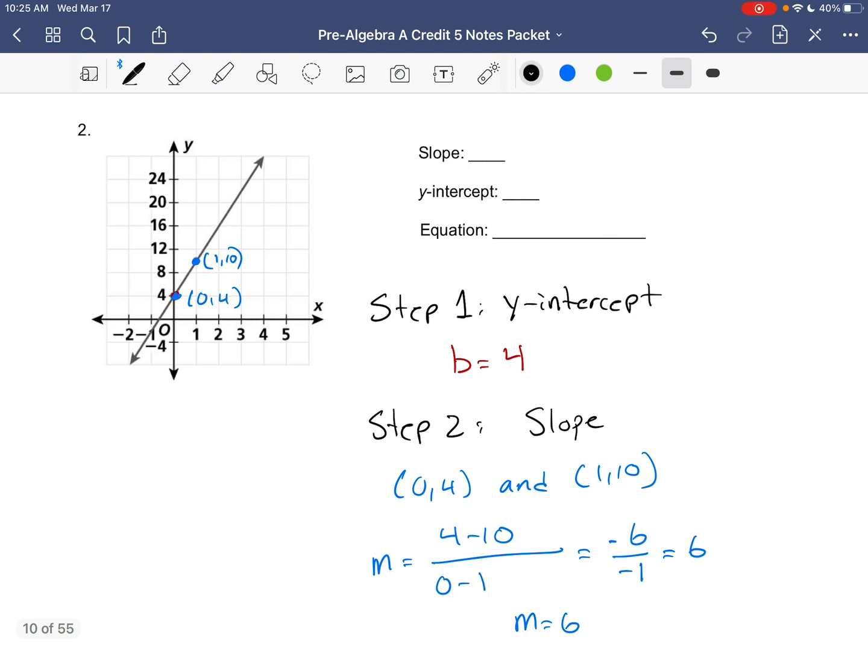So let's fill in what we know. The slope is 6. The y-intercept is 4. And my equation would be y equals 6x plus 4.